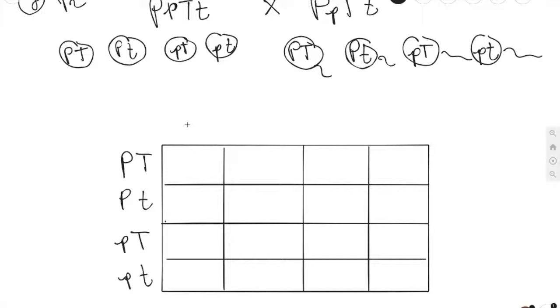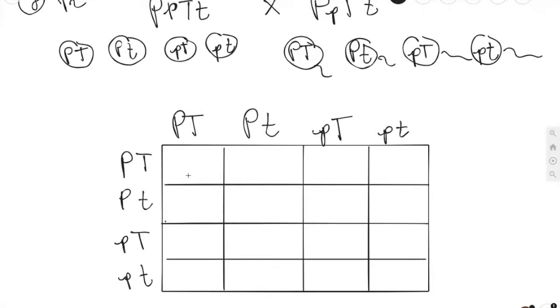Each gamete gets its own column. Big P, big T can go here. Big P, little t can go here. Little p, big T can go here. And little p, little t can go there.